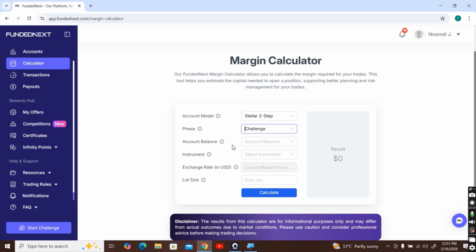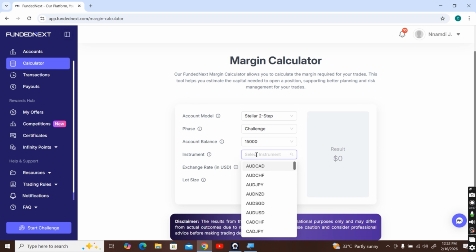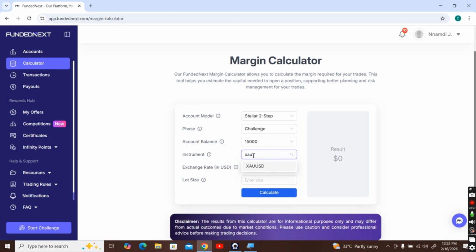The next one is the account balance. My account balance here is 15k, so you can choose your own account balance depending on your own account model. The instrument that I'm trading is actually currency pairs, but for now I'm going to use gold for the example, because most people actually trade gold.